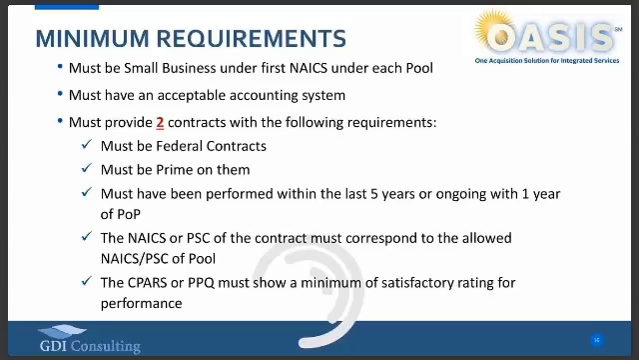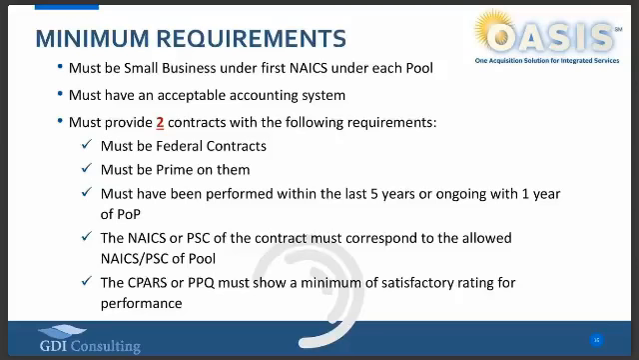Now, the 2 contracts, as I said, must be federal. You need to be prime on them, or your subs, your partners need to be prime on those. You can't be sub. Must have been performed within the last 5 years, or it might be an ongoing project, that's fine, but you need to have at least 1 year of period of performance. So you can't use a project that you got 2 months ago. That's not allowed. It needs to have at least 1 year of performance, or if it's less and you have a CPAR, that's fine. They accept that.